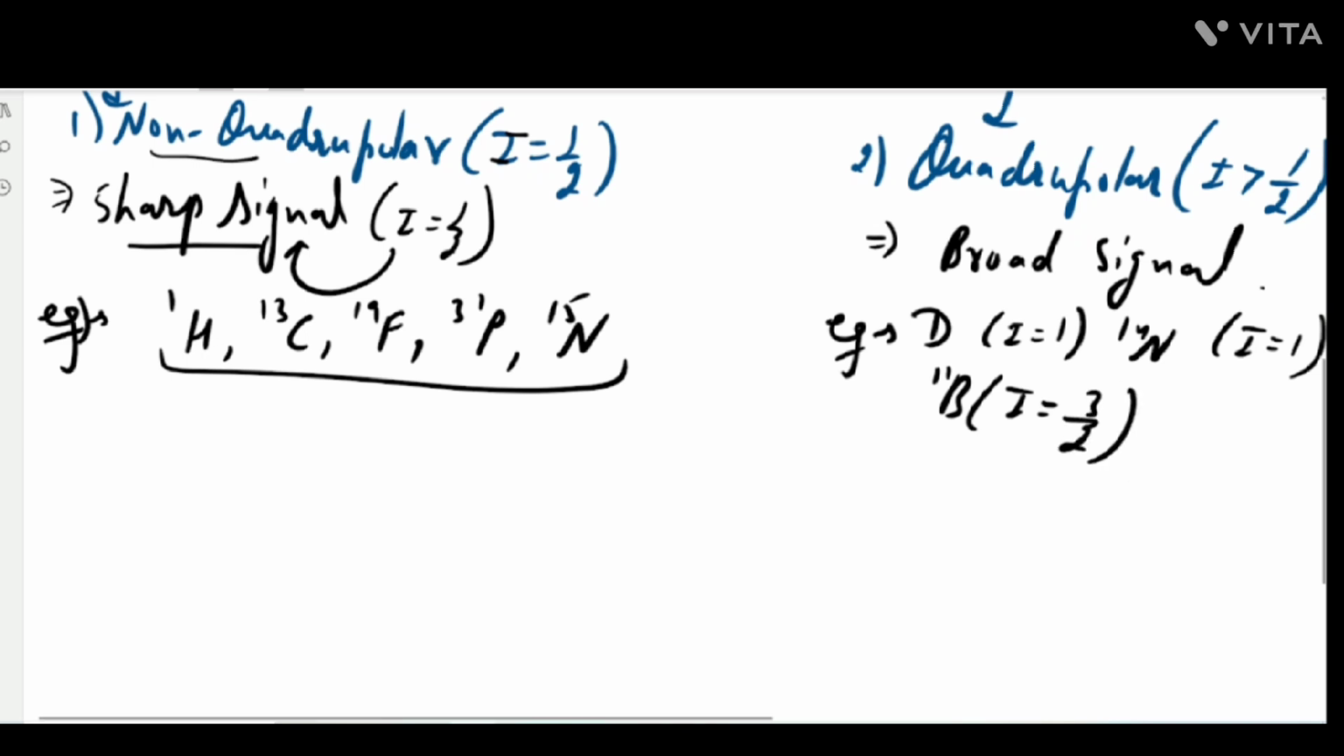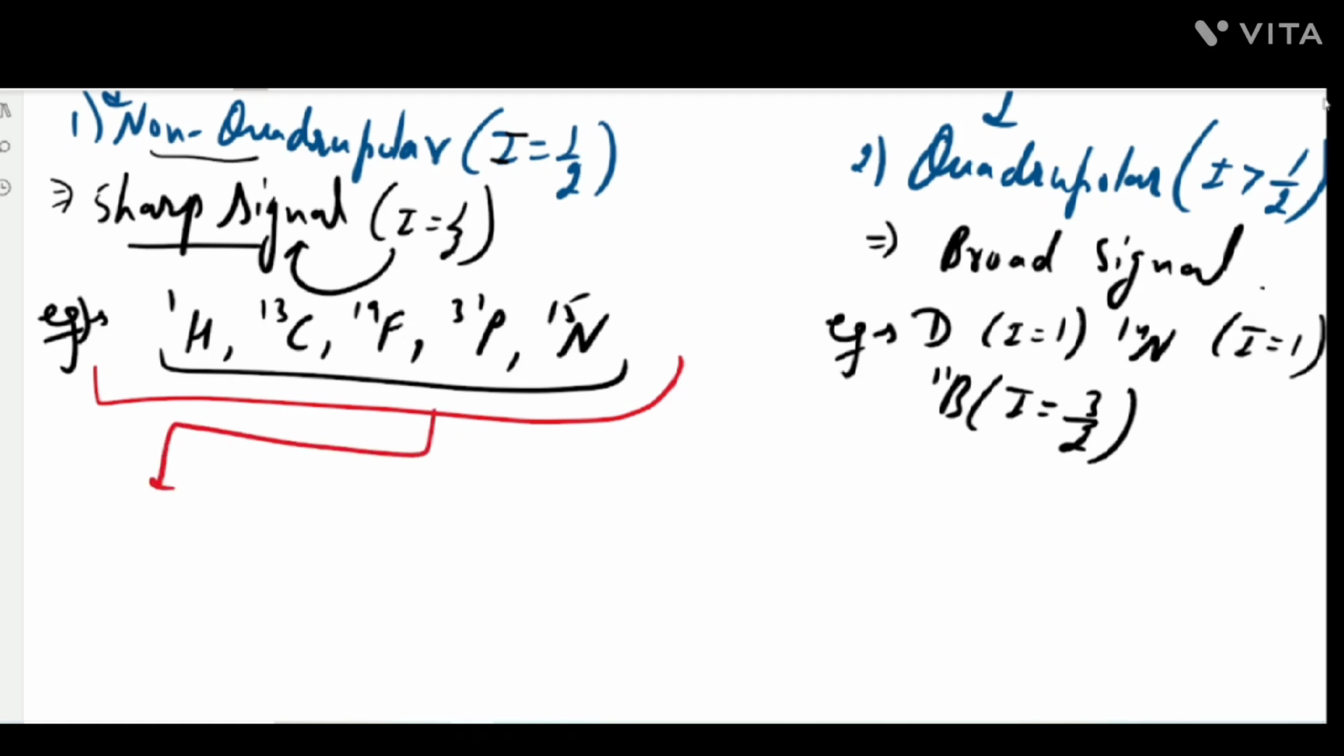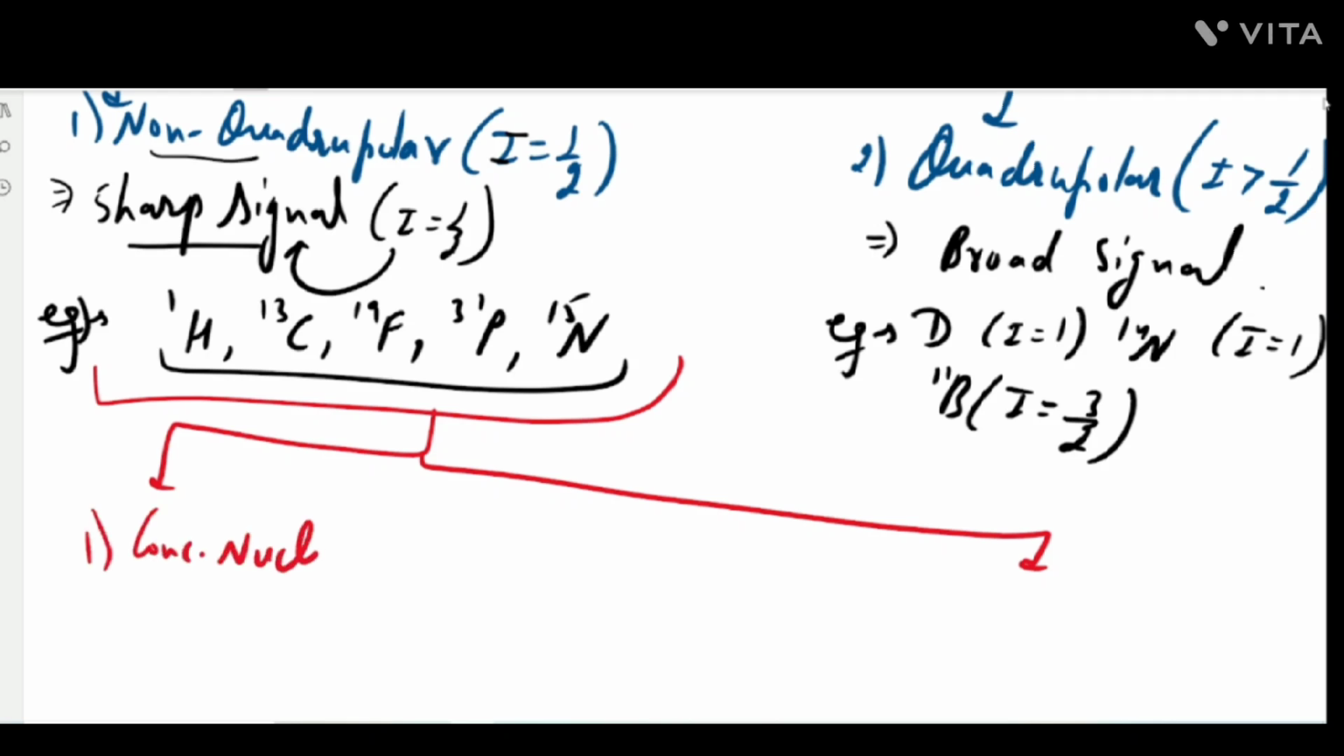Now further, let's continue with non-quadrupolar nuclei. These are further divided into two categories. The first is concentrated nuclei, and the second is dilute nuclei.